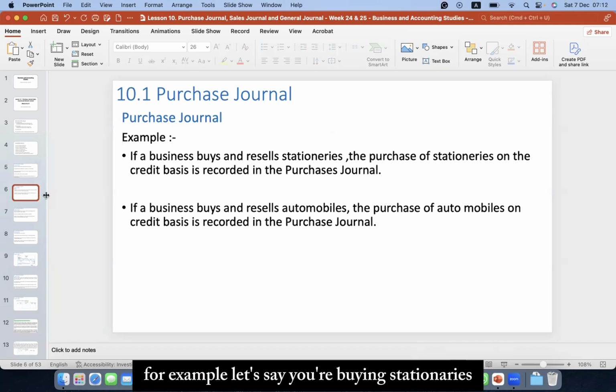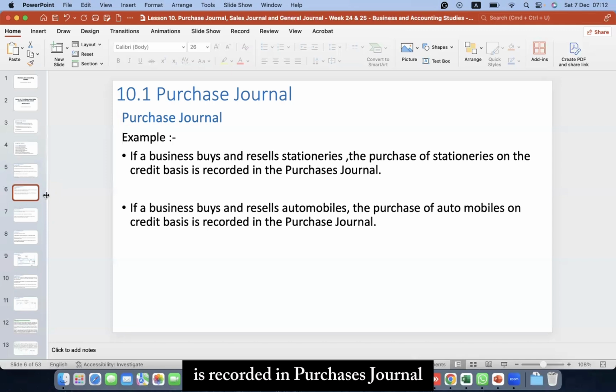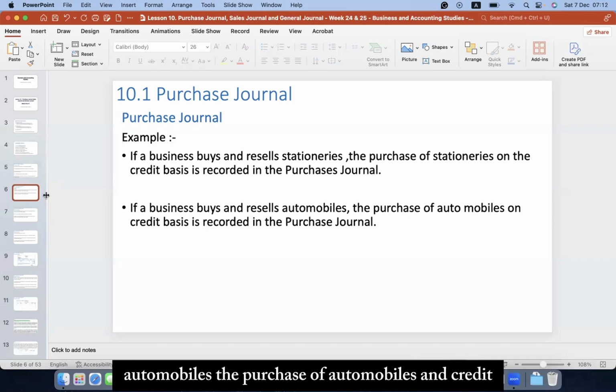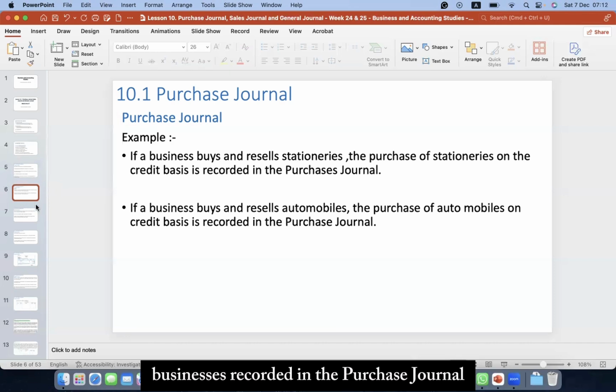For example, let's say you are buying stationaries. If a business buys and resells stationaries, the purchase of stationaries on credit basis is recorded in the purchaser's journal. And if a business buys and resells automobiles, the purchase of automobiles on credit basis is recorded in the purchase journal. That is what we do in the purchase journal.